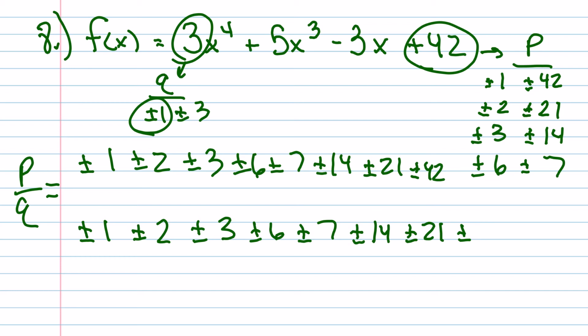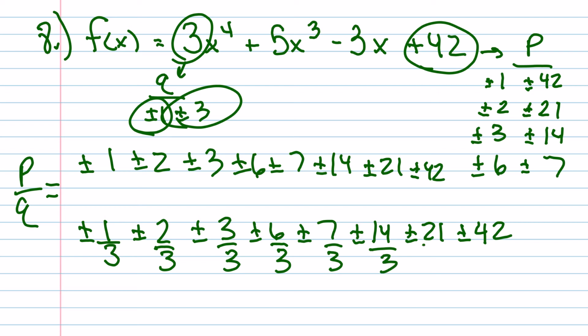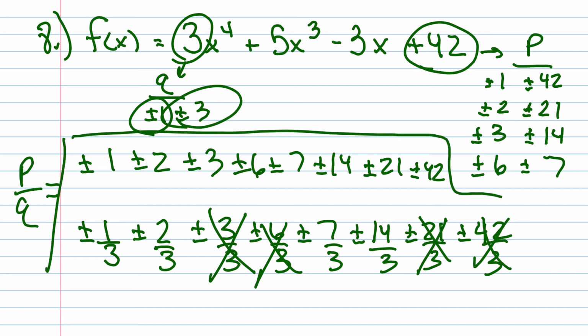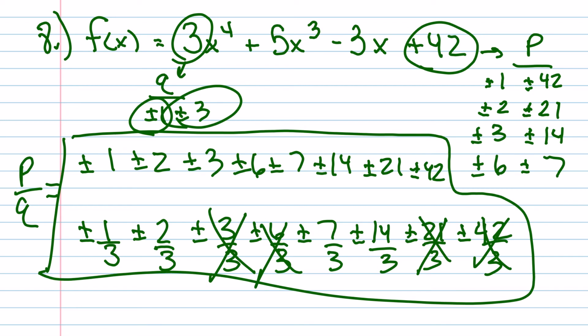And this time, I'm going to put them all over 3. Alright? And once that happens, you just have to go through and find any repeats. Like 3 over 3 is the same thing as 1, so I cross that off. 6 over 3 is the same thing as 2, cross it off. 21 over 3 is 7. 42 over 3 is 14. And so there's your final answer right here. And that's it for 8.